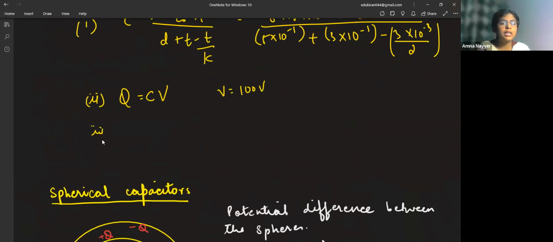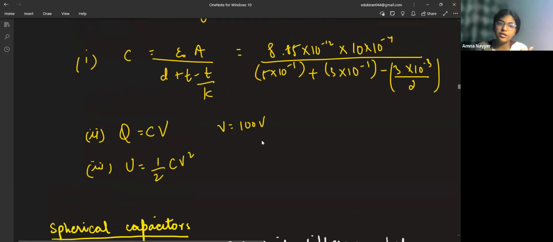Lastly, the last part is asking you the energy, use any formula. Now you know the charge, you know the capacitance, you know potential. Whichever formula you can use, half CV square, any formula you can use. Take the capacitance multiplied by 100 into 100 and into half. Once you obtain capacitance multiplied by potential, potential is already known 100. You can multiply both these to obtain charge and then multiply any of these to obtain the energy.